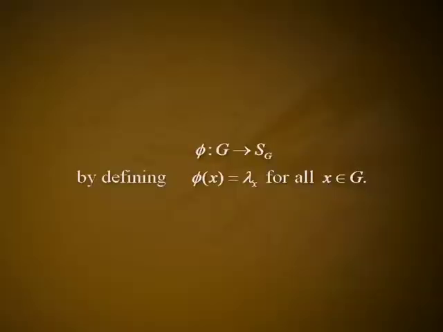We now define phi from G to Sg by defining phi of x is equal to lambda x for all x belongs to G. To show that phi is 1 to 1, suppose that phi of x is equal to phi of y. Then lambda x is equal to lambda y as functions mapping G into G. In particular, lambda x of e is equal to lambda y of e. So, xe is equal to ye and x is equal to y. Thus, phi is 1 to 1.